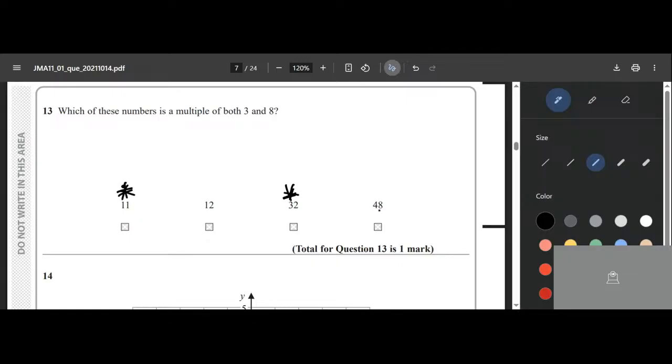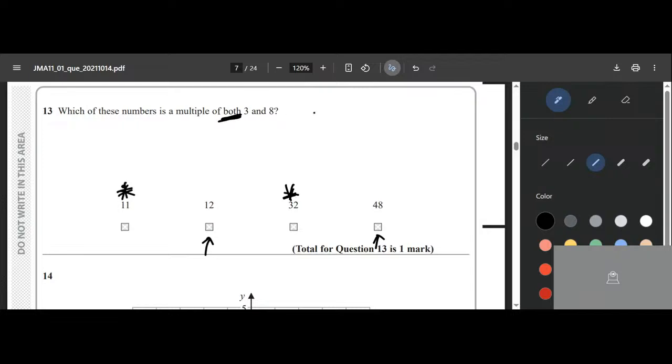Then we have 48. 4 plus 8, it is 12. And 12, yes, it is a multiple of 3. So we have got two options, option B and option D. So which one is the right answer? Remember, it has to be a multiple of both, not only one.